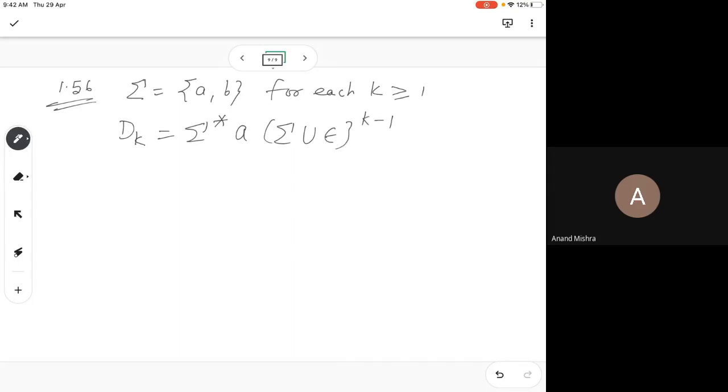What is this language? Can anyone tell? It is k minus 1 times you are taking some alphabet, and then there is an a, so the a is in the kth position, of course.